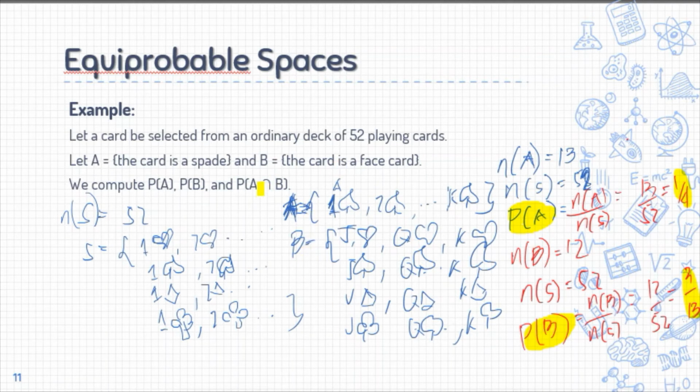Now let's find the probability of the intersection sa duha. Unsa man kani nga mga event? So this event means na it is a spade and it is a face card. So Jack of Spades, Queen of Spades, and King of Spades. So basically, P of A intersection B is equivalent to n of the intersection of A and B over n of S, which is 3 over 52.